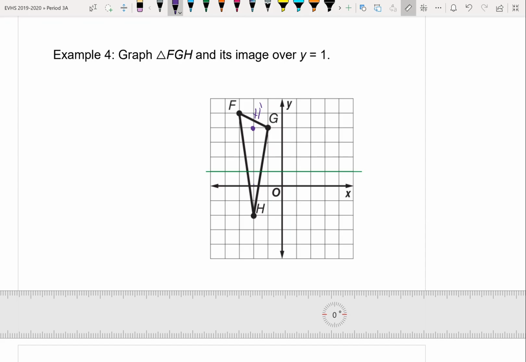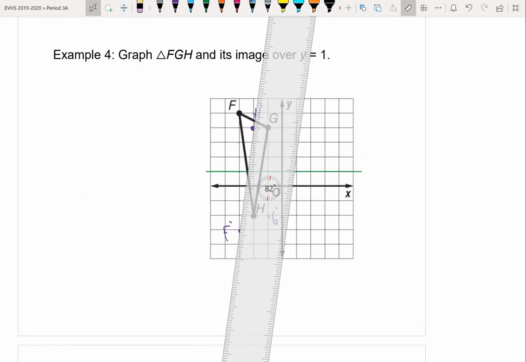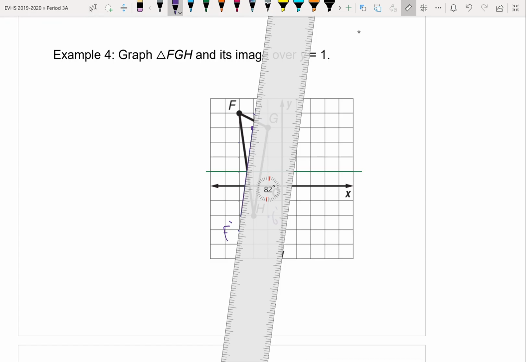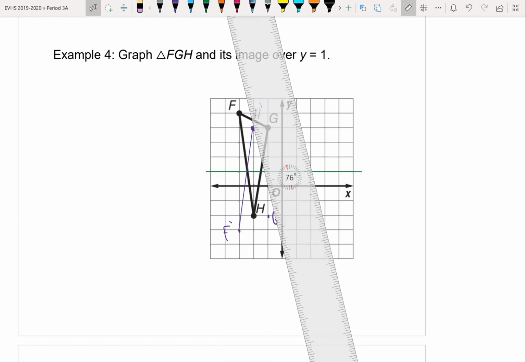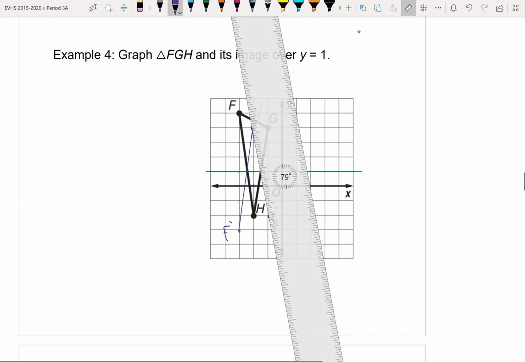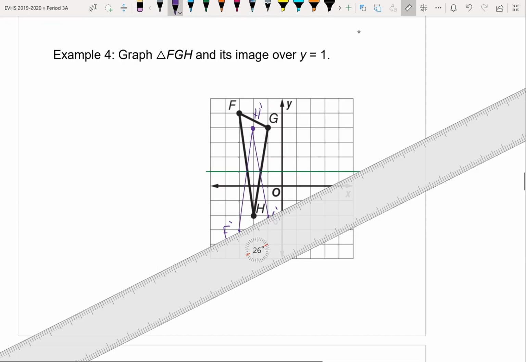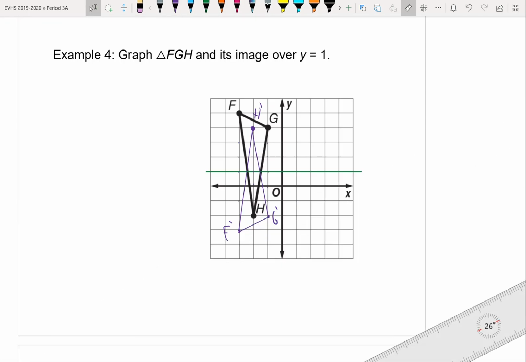G is 1, 2, 3 above, so I'm going to go 1, 2, 3 below. That's G prime. F is 1, 2, 3, 4 above, so we're going to go 1, 2, 3, 4 below, and there's F prime. Now let's go ahead and draw our segments. There we go.